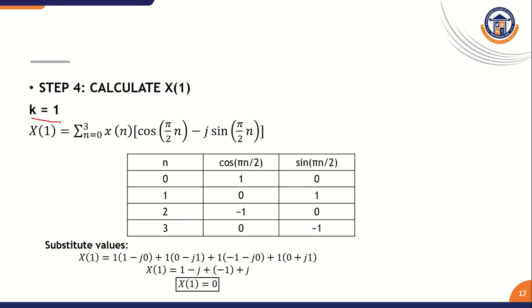Through this DFT formula, we can substitute k value equal to 1, but our n value from 0 to 3, already we know this concept. Then x of n into e power minus j term comes like this: cos pi by 2 into n minus j sin pi by 2 into n.